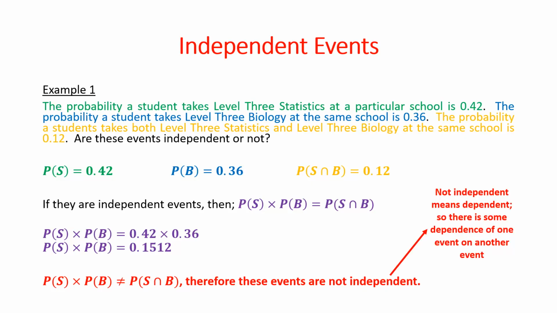Now, not independent actually means there's dependence of one event on the other. And we'd expect that because if you're taking level 3 biology, you're probably taking level 3 statistics, because both of these are required at the tertiary level as you progress.